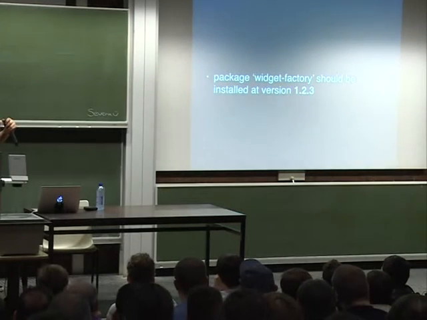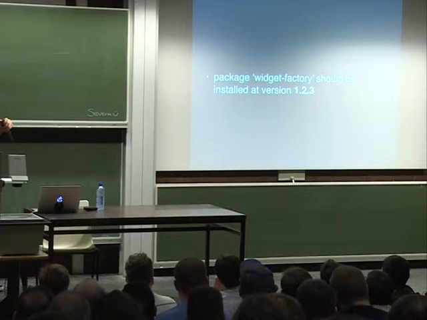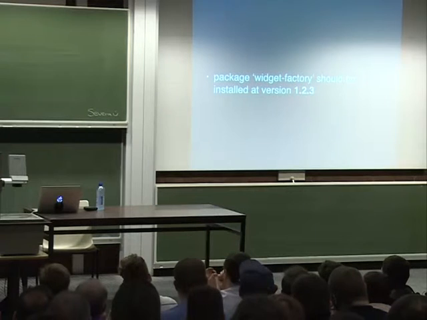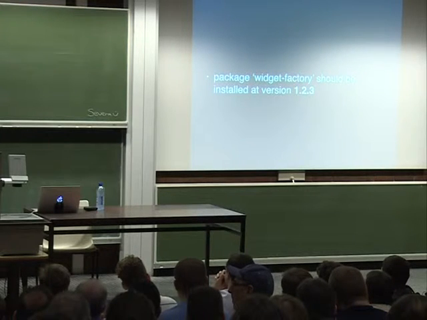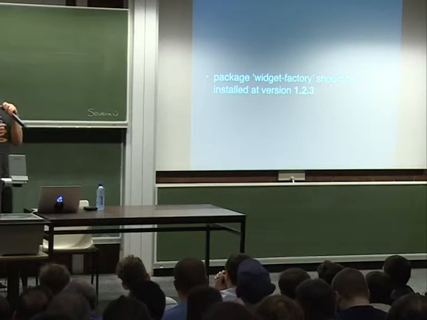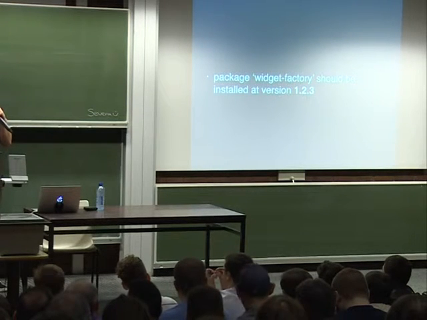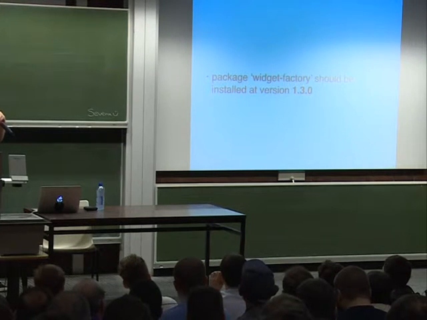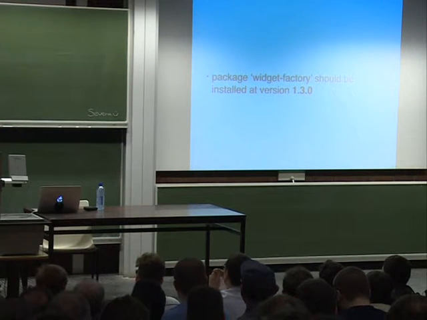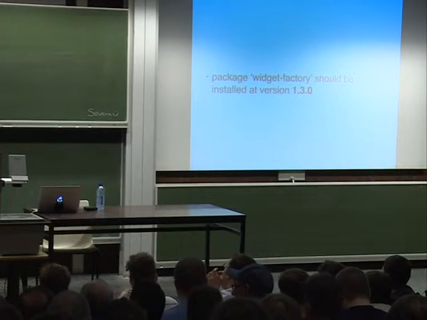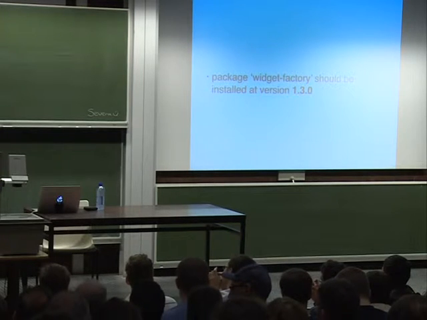Let's say I'm working for Widgetco and we make a piece of software called Widget Factory, and we sell it. I'm going to want this version of Widget Factory installed on all my systems, version 1.2.3. Well, there's a new release, and now you want to install 1.3. So there's an example of policy changing and the need for the control loop to come in and actually manage your system over time.